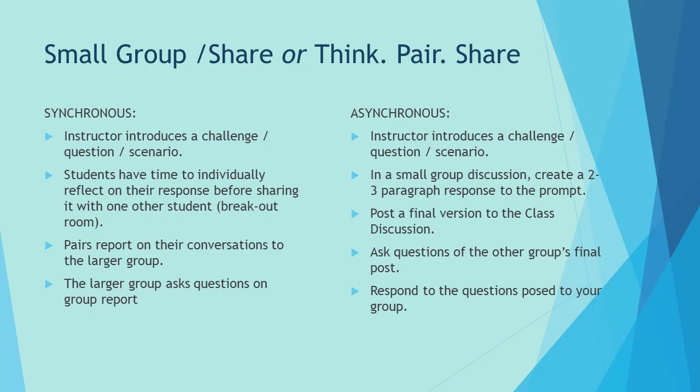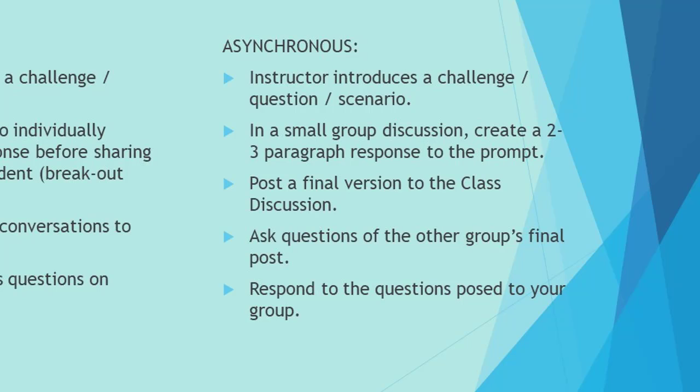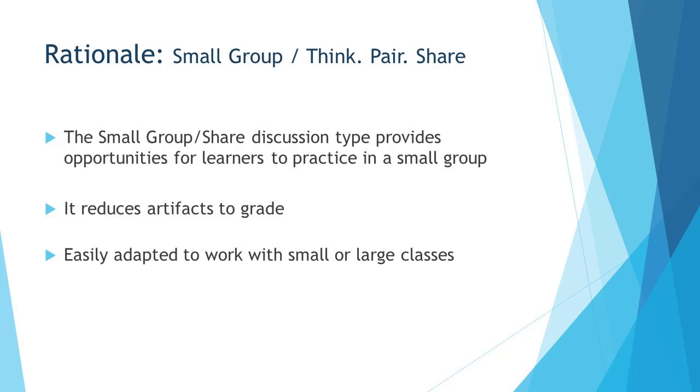How you can do this asynchronously is that you have the small group participate in a discussion among themselves, and then they create a 2 to 3 paragraph response to your initial prompt and post that final version to the class discussion. So the 3 or 4 people in a group, there's one submission. And then questions can come from the other groups on that final post, and they can respond back and forth.